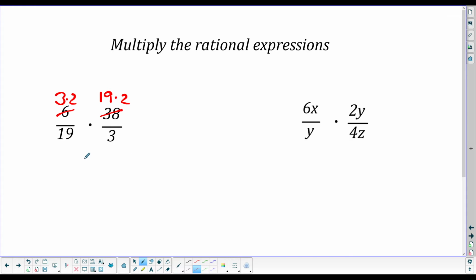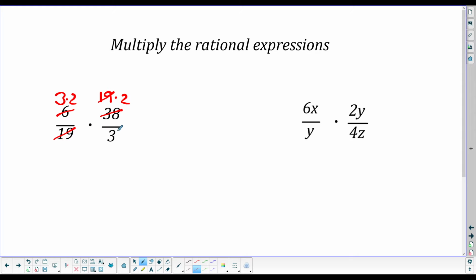Now, what's the advantage here? Well, the advantage is that we can see that we can cancel some stuff out. So here I have 3 times 2 times 19 times 2, and then divided by 19 times 3. Well, 19 divided by 19 is 1, and so I can just ignore this, right? It's a 1, so it doesn't affect our multiplication.